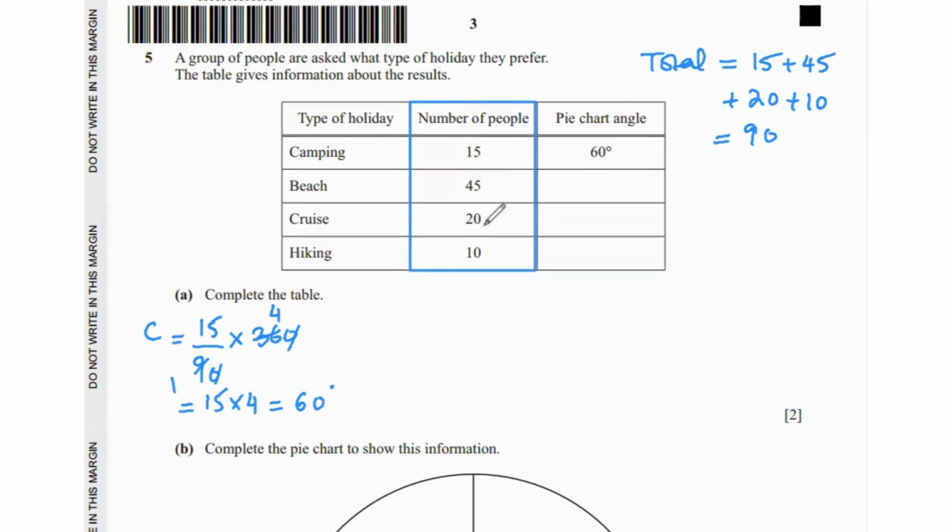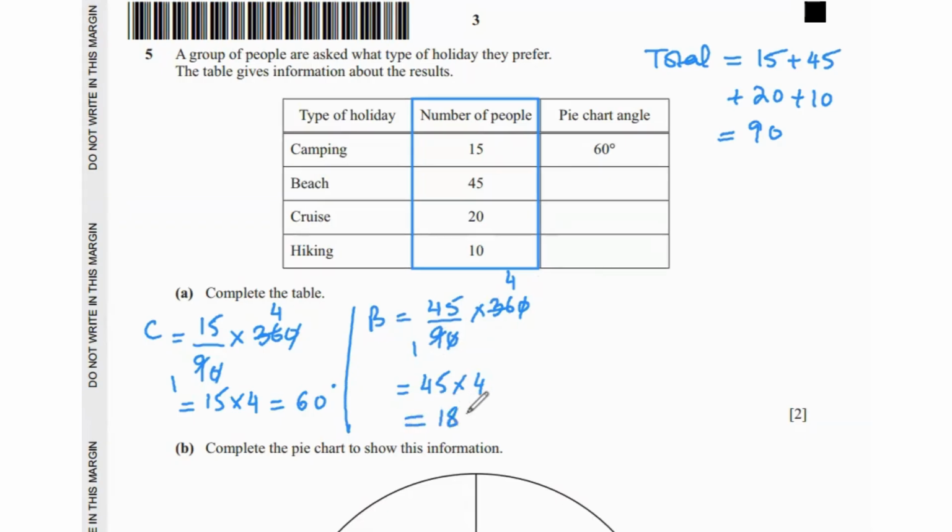Similarly, you find the angles for beach, cruise, and hiking. For beach, it's going to be 45 over 90 times 360. We know the zero would get cancelled out as it did for camping. 9 ones are 9, this is 4. So then we do 45 times 4, which is going to be 180.